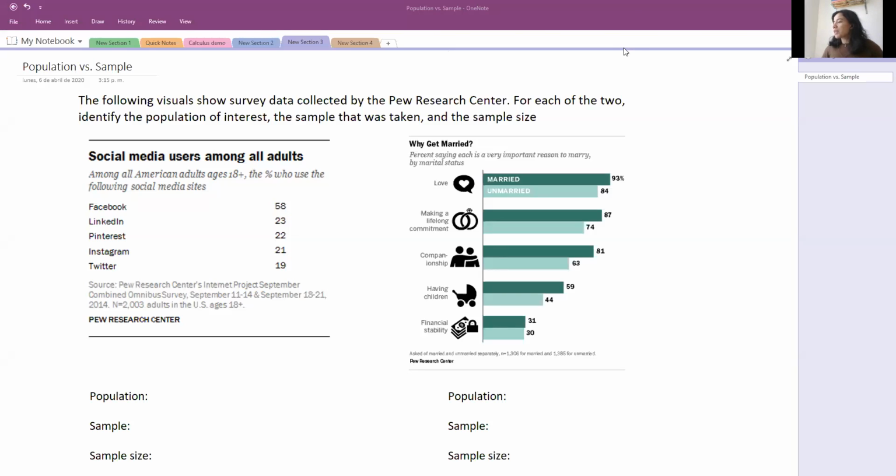Okay, yes, so the population is going to be American adults, so that means American people with 18 years old or more, right? So American adults, right? Then the sample is what? What is my sample in this case?